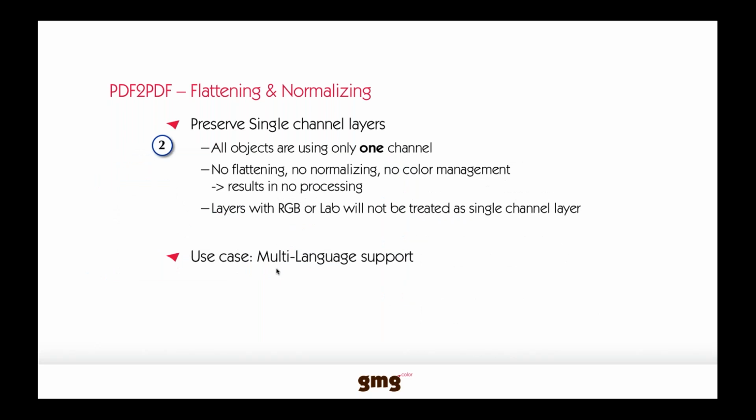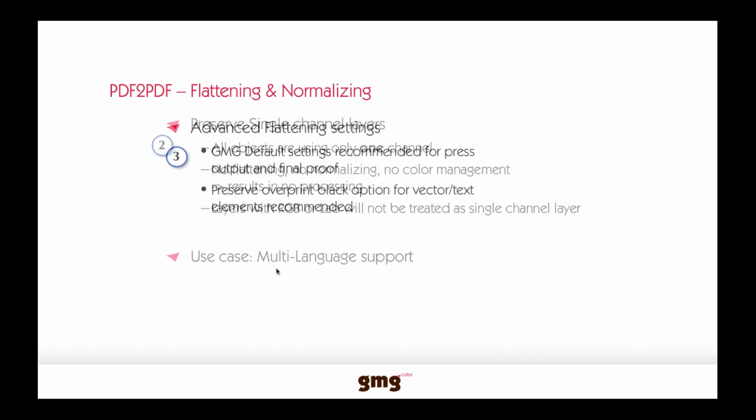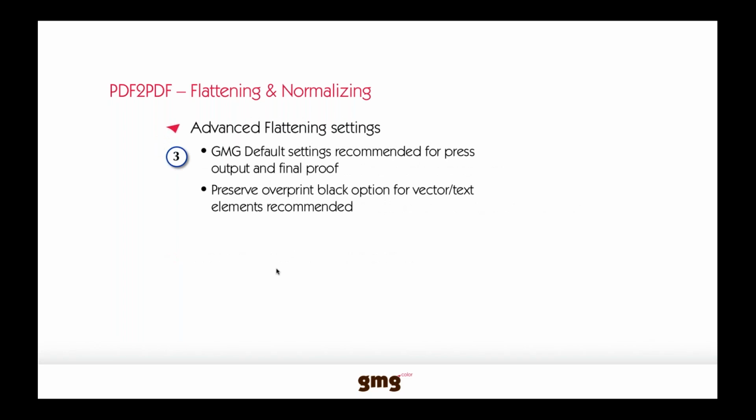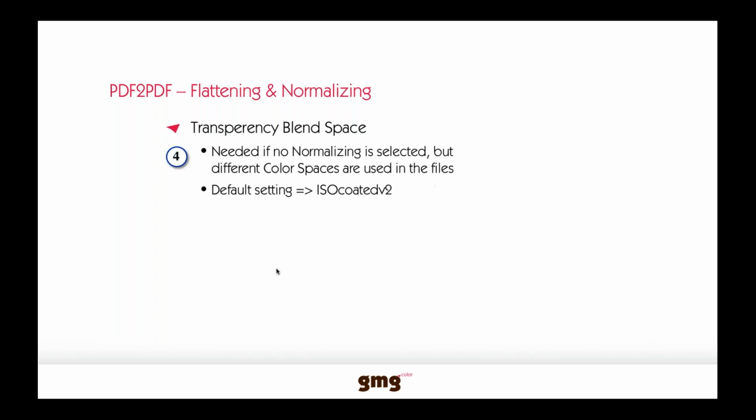So with preserve single channel layers, all objects are using only one channel: no flattening, no normalizing, no color management. A use case is multi-language support, for example. Then we have the advanced flattening settings: GMG default settings are recommended for press output and final proof, and preserve output black options for vector text. Transparency blend space is needed if no normalizing is selected, and the default setting is ISO Coated V2. We think that most files which are produced are in ISO Coated, so these are our default settings. If you don't set a different profile, we will use ISO Coated V2.